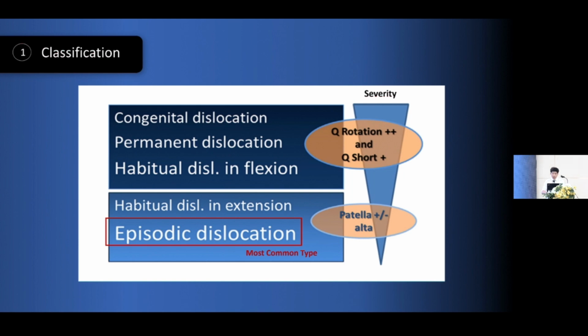There are many classifications, but one of the most used is this classification in the picture. They divide children into 5 groups. The most severe type is at the top and the mildest type is at the bottom. First is the congenital dislocation. Second is the permanent dislocation. Third is the habitual dislocation in flexion. Fourth is the habitual dislocation in extension. And the last one, the most common type, is the episodic dislocation.